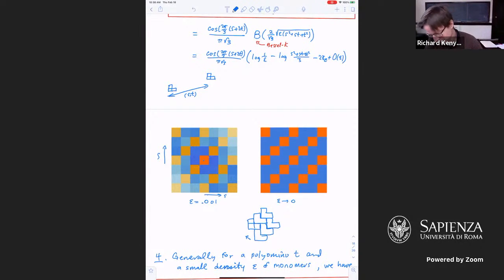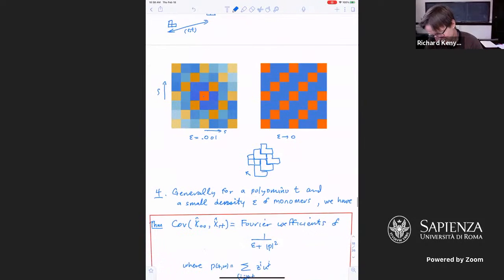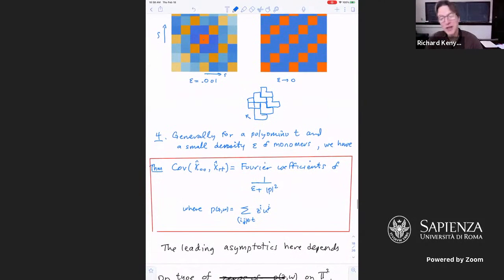Okay, so that worked out pretty nice. We can try to make a general statement of that type. Here's an attempt at a statement. Suppose I take a polynomial of t, and let's just do it on Z2. Our graph is Z2, and we're going to take a small density epsilon of monomers, just like the previous example.